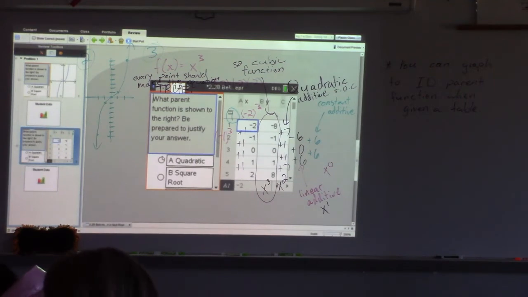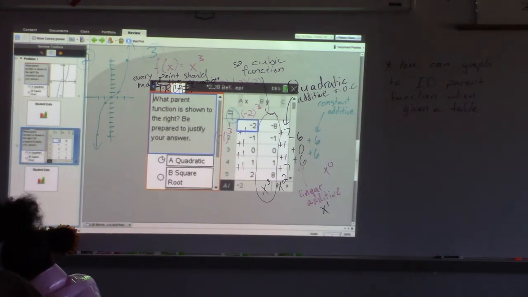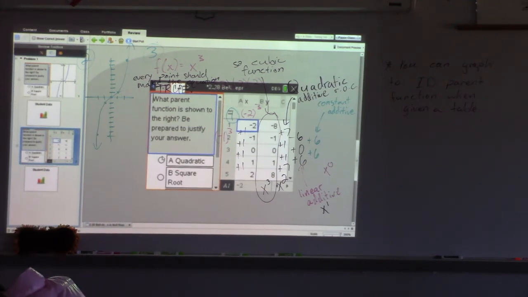I will point this out because this is the last detail I want to emphasize. Every point makes that equation true. So what's another word that I could use to describe those points? Equivalent? Not equivalent. Remember, equations can be equivalent. They look different, but they're the same.